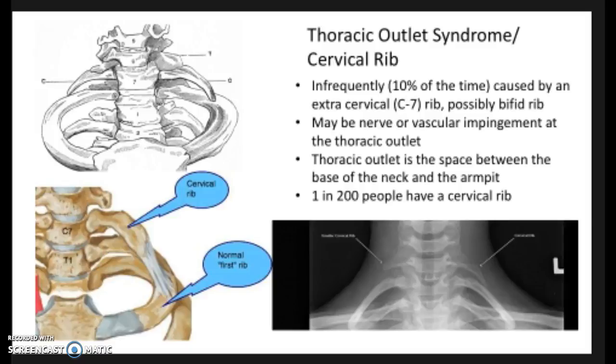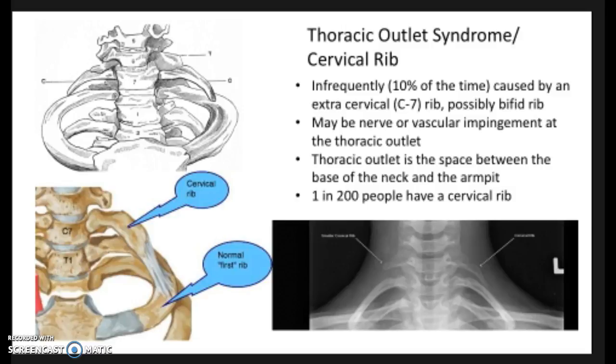All right, to continue, there are some unusual genetic anomalies that can happen with the ribs. Sometimes you have ribs that attach at C7, and occasionally, about 10% of the time, this can cause thoracic outlet syndrome, which causes nerve or vascular impingement at the thoracic outlet up at the superior top of the bony thorax.